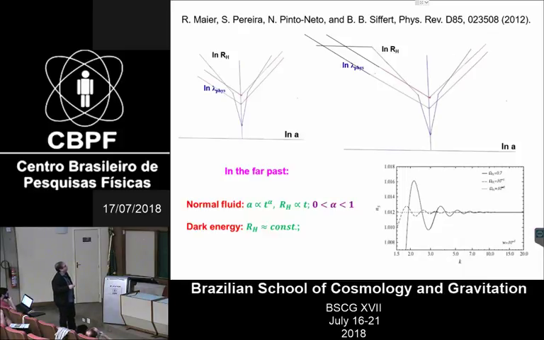So what is the problem? Remember, I always plot this figure here, where in the past, the Hubble radius becomes bigger than the physical wavelengths. But I was assuming that there was a normal fluid satisfying the energy conditions dominating here. If you put in dark energy, then at some moment the Hubble radius becomes almost constant. And then the physical wavelength will become bigger than the Hubble radius if you go to the past.